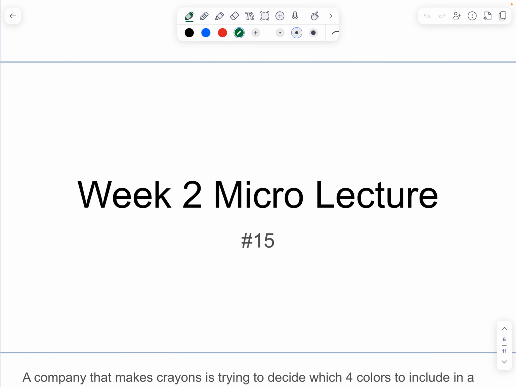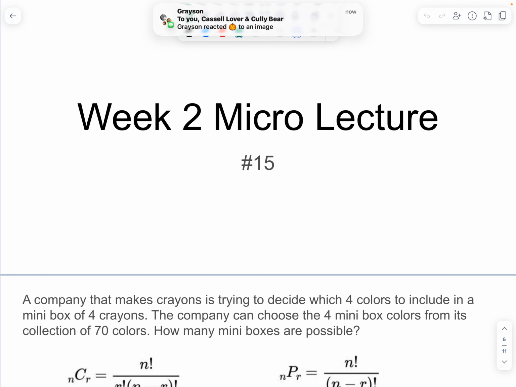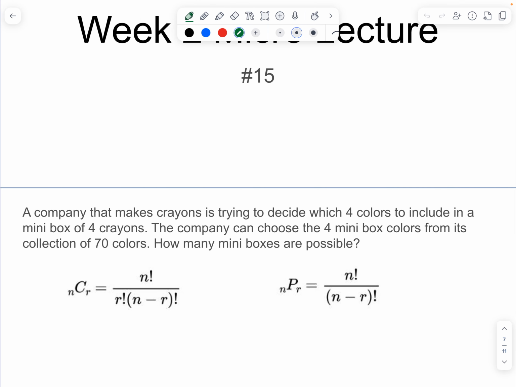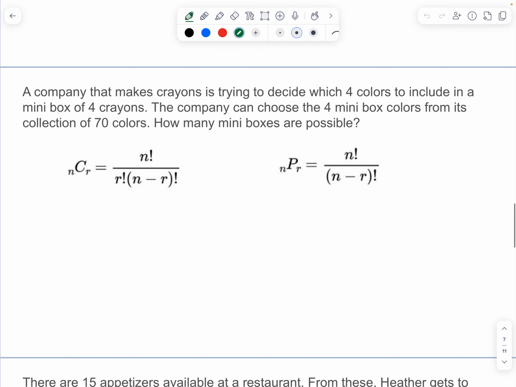So we're going to look at week 2, and perhaps this might be number 15 for you. It is for me. People are struggling with this question, so I thought let's just take a look at it. We've got a company that makes crayons. I wonder what company that is. They're trying to decide which 4 colors to include in a mini box of 4 crayons. The company can choose the 4 mini box colors from its collection of 70 colors. How many mini boxes are possible?